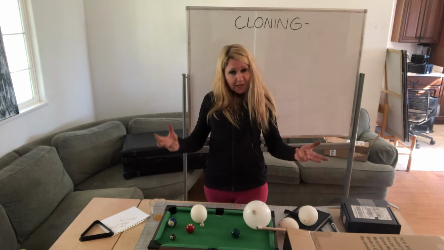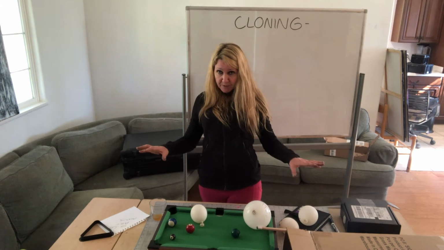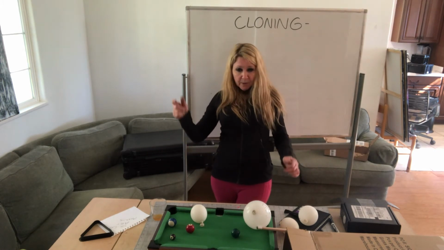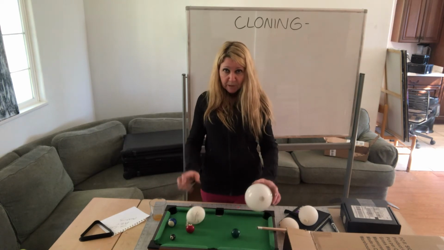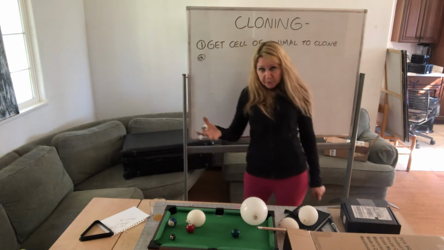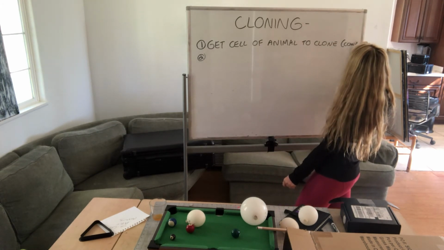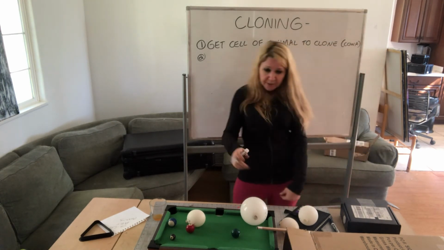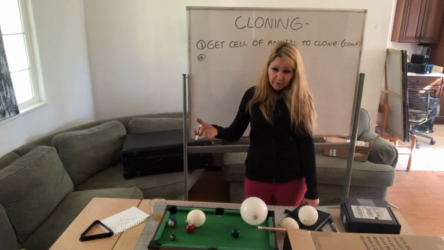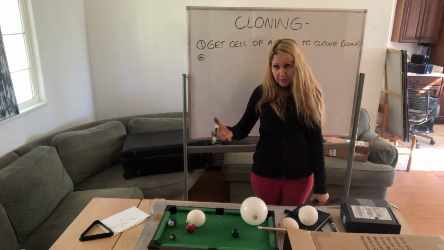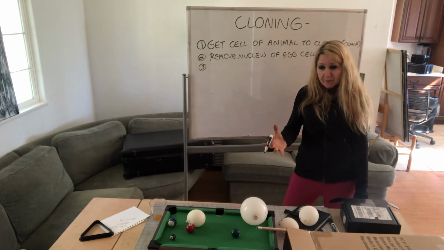And notice this is not fertilization. There's no sperm involved at all in this process. This is an egg cell using nuclear transfer and cloning. After you get the cell from the animal you want to clone, and in this case we said it was cow A, the next thing is you remove the nucleus of an egg cell from another animal. You have an empty egg cell from cow B and one skin cell from cow A.